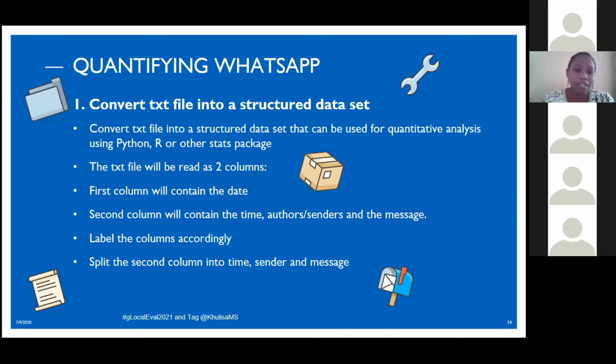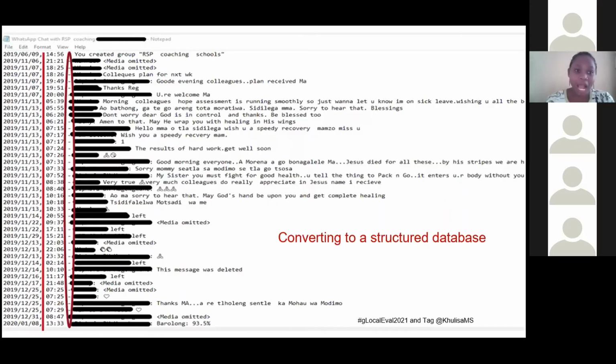The first thing you realize is that when you read the data into the software, into Python specifically, the data will be split into 2 columns, where the first column will have the date and the second column will have every other piece of information. So what you will also do is try to split the second column into the timestamp, the author or the person who sent the message, and the actual message. And you also consider labeling the columns accordingly. If we go to the next slide, I will give you some steps on how this is done.